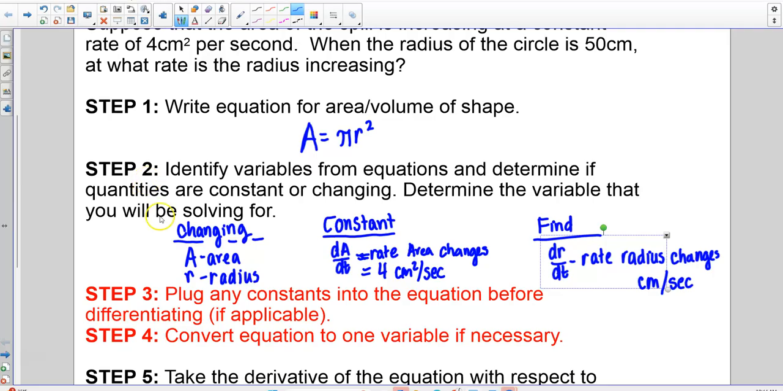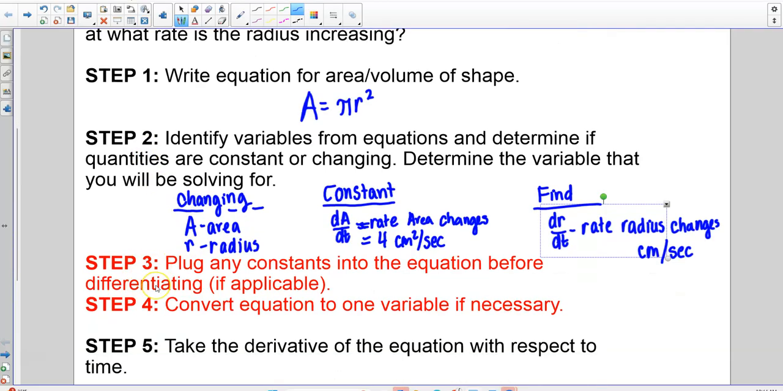But I've got it in red up here because these two steps don't apply to this situation.